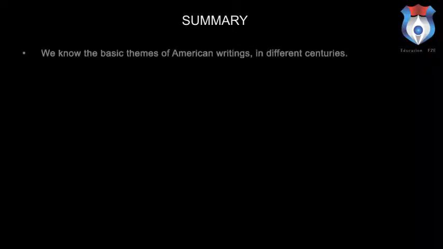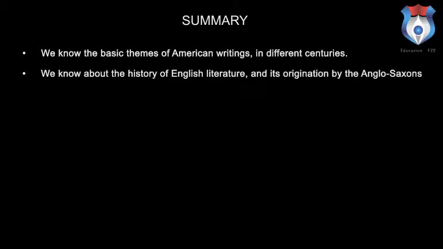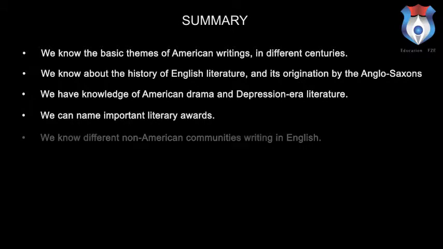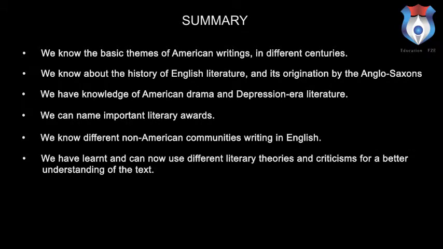Now in the end, let us summarize what we have learned in this lecture. We know the basic themes of American writings in different centuries. Second, we know about the history of English literature and its origination by the Anglo-Saxons. Third, we have knowledge of American drama and Depression era literature. Fourth, we can name important literary awards. Fifth, we know different non-American communities writing in English. Sixth, we have learned and can now use different literary theories and criticism for better understanding of the text.